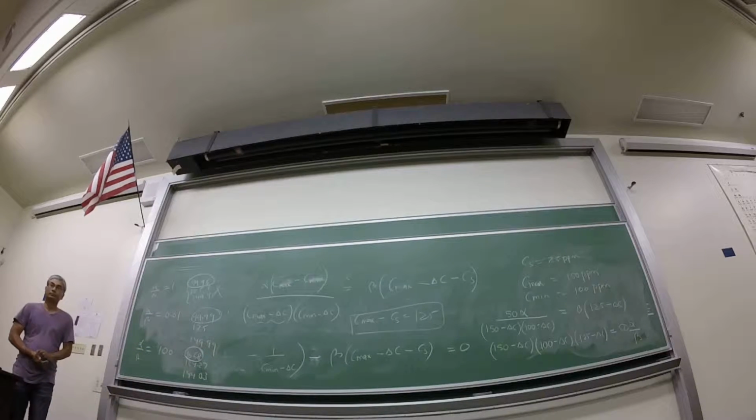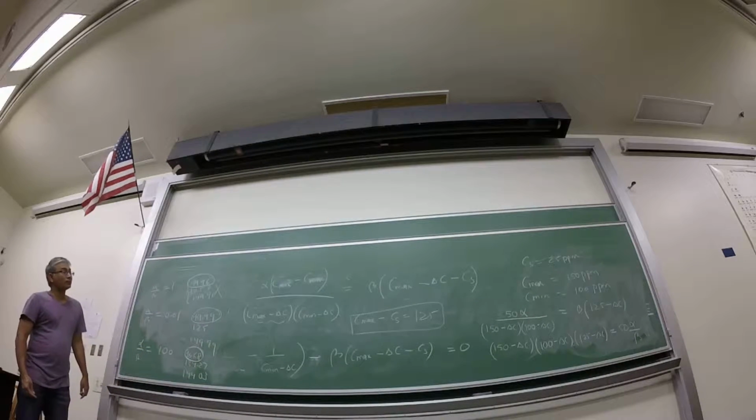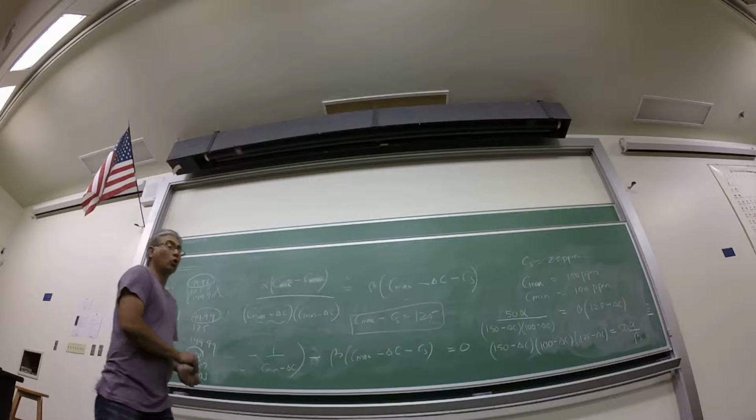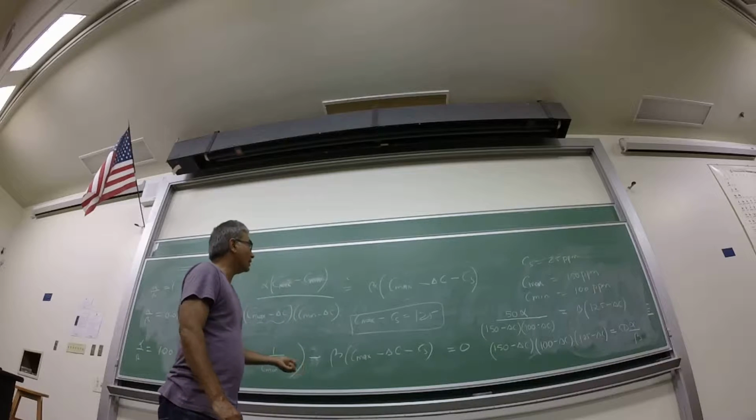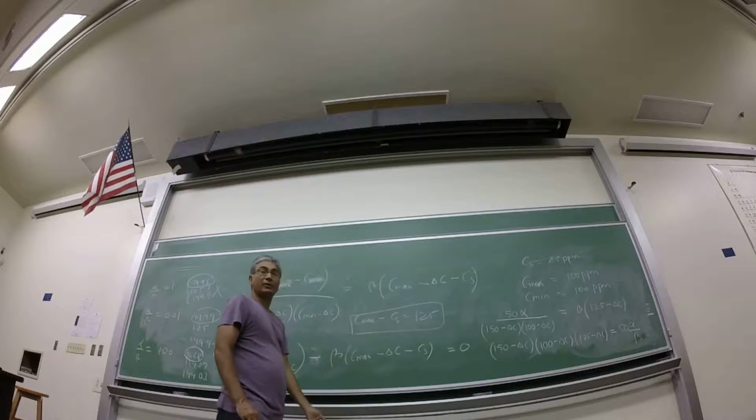So let's pick the lowest one. No, not the lowest one. We are picking it because we know that the correct solution should never be larger than Cmax minus CS, because that makes no sense.